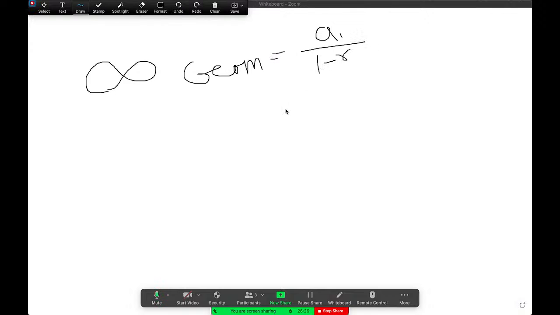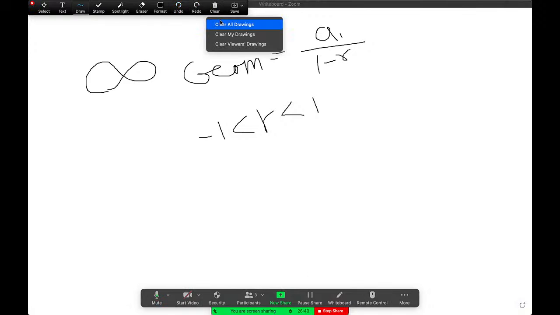But do you know the restriction of an infinite geometric series? R needs to be between -1 and 1. Yeah. R has to be less than 1, and it has to be greater than -1. So yeah, good job.